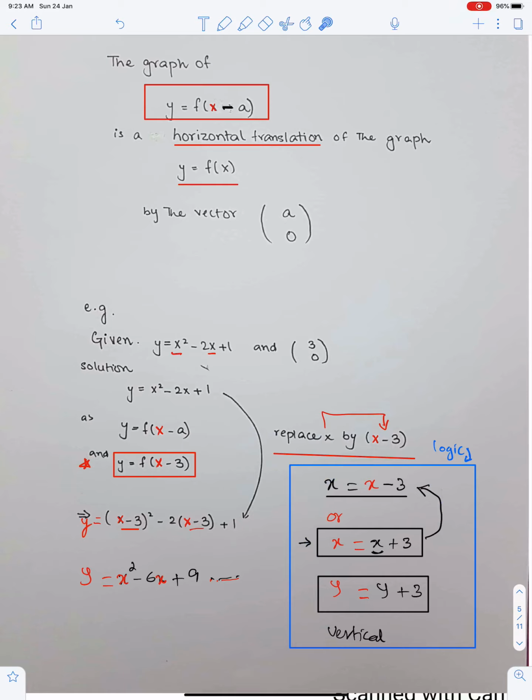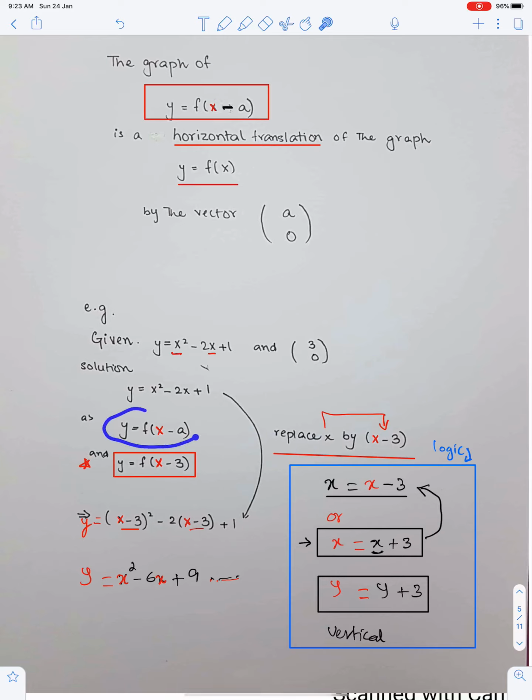Now, the graph of this equation is a horizontal translation of the graph of this equation by this vector. Let's understand this concept through this example. This is the object equation of the object, and this is the translation vector. We need the equation of the resulting graph.